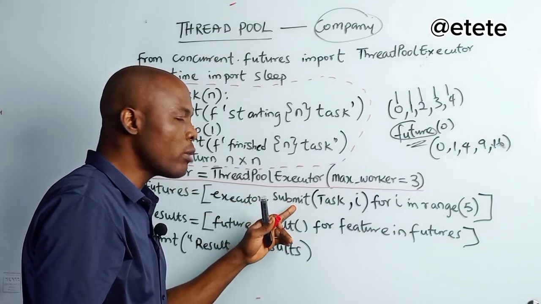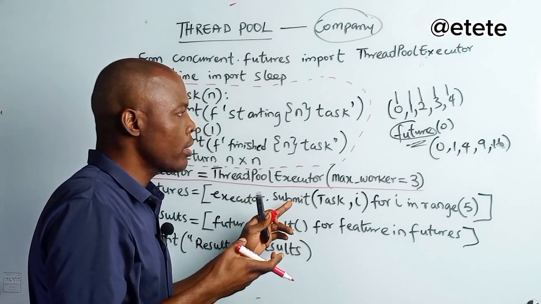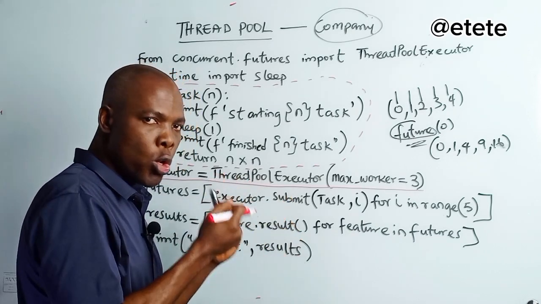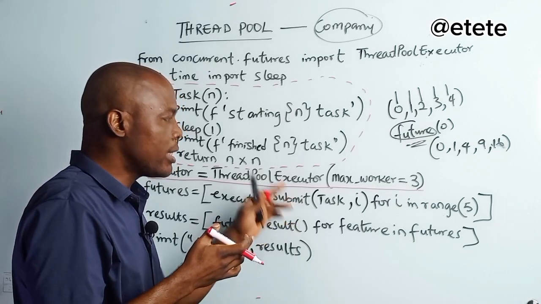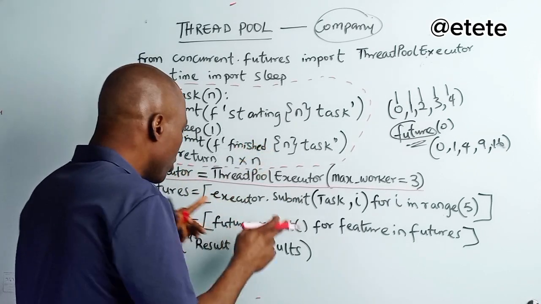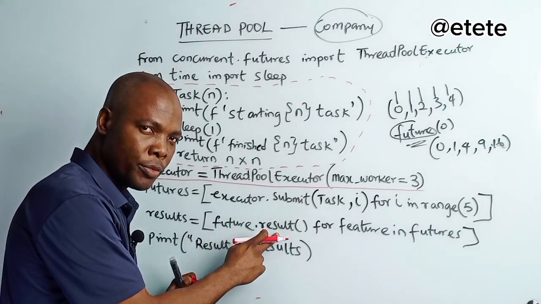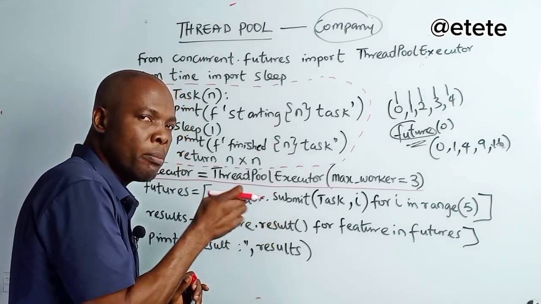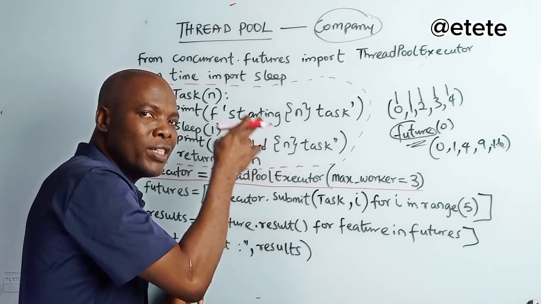I told you this submit has created a placeholder called future. So that placeholder will hold the result. But as at the time this submit created it, the task has not finished. So you are using this future now to call this result method. This result method is blocking, waiting for that thread to finish the task.